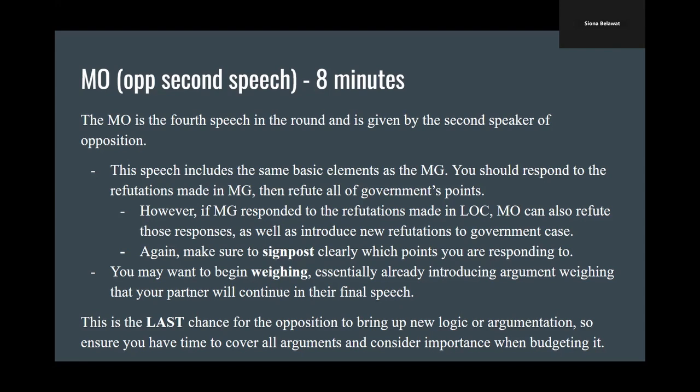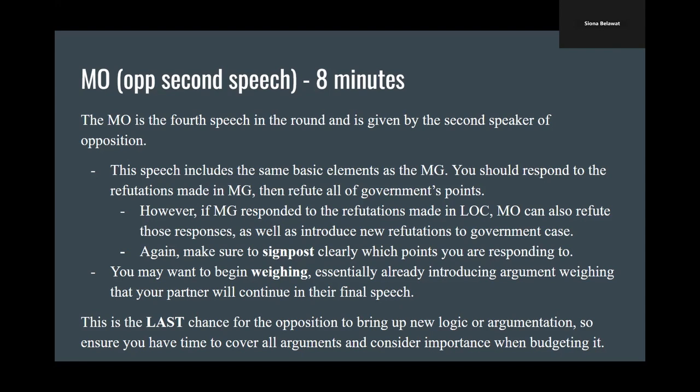You want to begin weighing, essentially already introducing argument weighing that your partner will continue in their final speech. While you are not just coming up there and summarizing everything, in the last minute or so of your speech, you need to begin weighing. You need to make your arguments sound cohesive and put together, that they are hitting this point and winning under this framework.